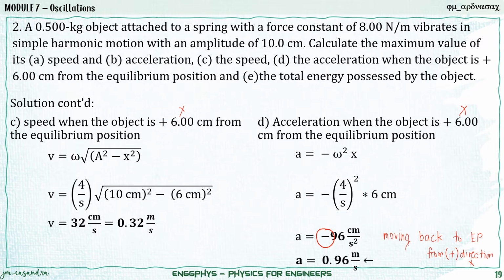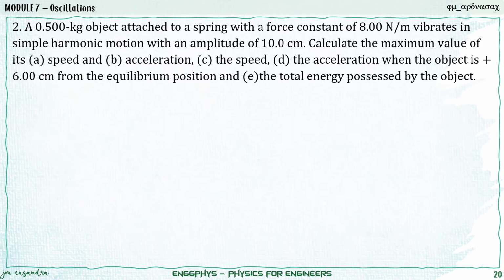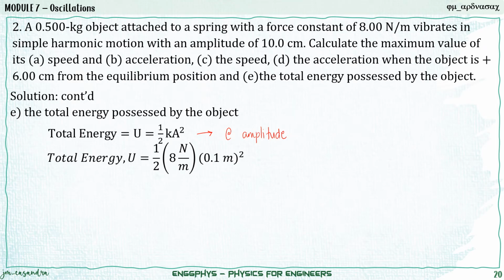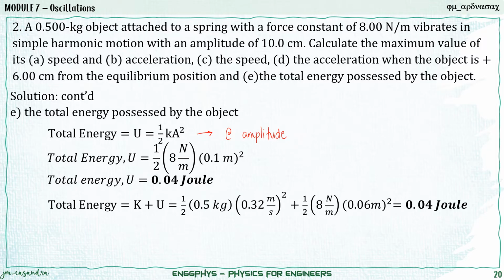So let's move to letter E. Last question, what is the total energy possessed by the object? So again, for the total energy, that is now equal to 1/2 ka squared. This is when we are at the amplitude. So that will now be 1/2 times 8 Newton per meter times 0.1 meter squared, or we get a value of 0.04 joules.